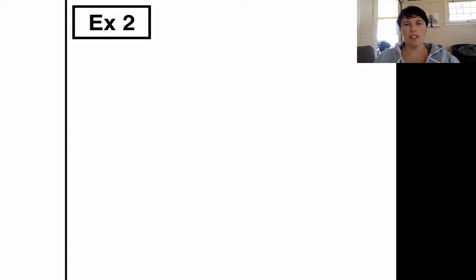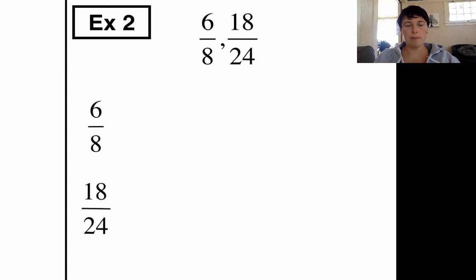Okay, let's try another one. Is 6/8 and 18/24 a proportion? Are those equal fractions? Let's do the same process. We're going to put them in simplest form. So 6/8 and 18/24, we're going to write those down. Let's divide them down. I think we can divide by 2 for the first one. 6 and 8 both divide by 2. That'd be 3 and 4. So we get 3/4 as our simplest fraction.